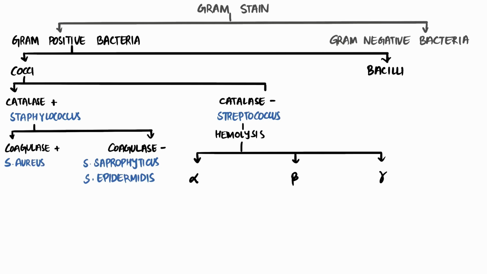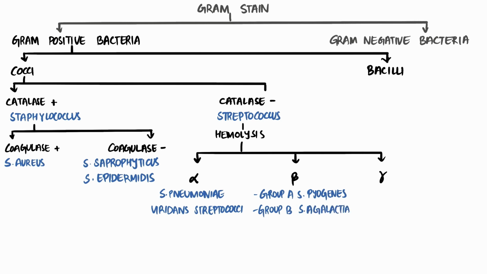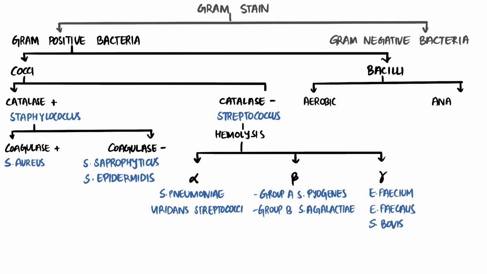The alpha hemolytic strain includes Streptococcus pneumoniae and viridans streptococci. The beta hemolytic strain includes Group A Streptococcus pyogenes and Group B Streptococcus agalactiae. The gamma hemolytic strain includes Enterococcus faecium, Enterococcus faecalis, and Streptococcus bovis. The gram-positive bacilli are categorized into aerobic and anaerobic. The aerobic organisms include Bacillus and Listeria, and the anaerobic organisms include the Clostridium species.